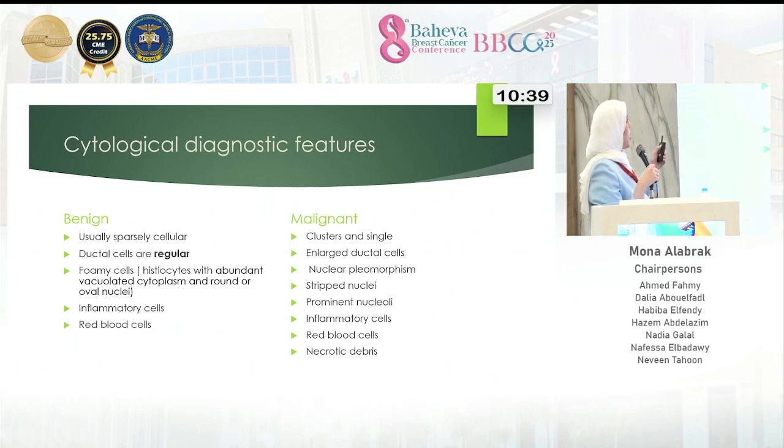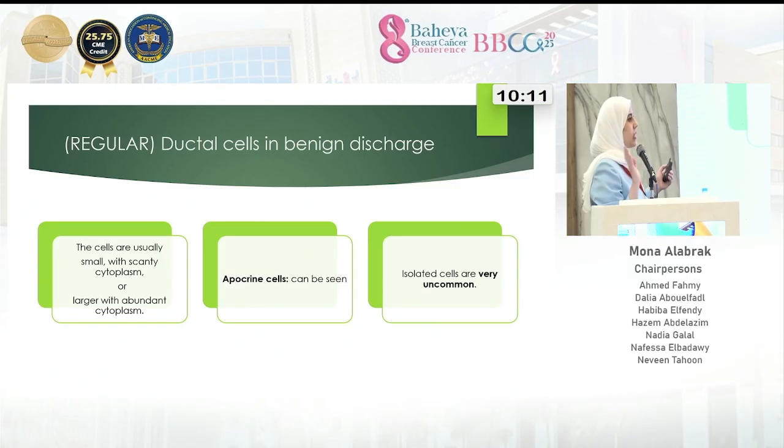السيتولوجيكال diagnostic features: البناين usually sparsely cellular، الدكس بتبقى ريجولار فومي سيلز ومعاها الكومبوننتس التانية زي inflammatory cells وRBCs. طب المالجننت الدكتال سيلز بيكونوا موجودين كلاسترز وسنجل وانلارجد وبليومورفيزم وستريب نيوكلاي برومنت نيوكليولاي والـ other components زي الانفلاماتوري سيلز والـ RBCs والنكروتيك ديبريز. تمام. زي اللي هو كلاسيك فيتشرز اللي بنتكلم فيها على البريست مالجننسي.